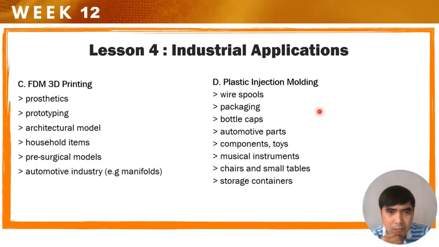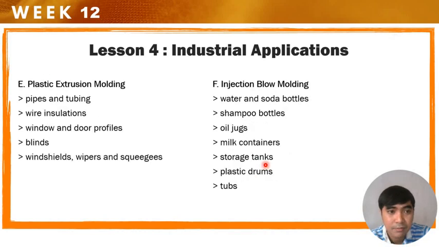Plastic injection molding: wires, spools, packaging, bottle caps. So you will notice here that the application areas are more complex than the others. Plastic extrusion molding: pipes, tubing, wire insulation. So you will notice here the applications are more on wired plastic materials, those plastic materials that are used in wiring.